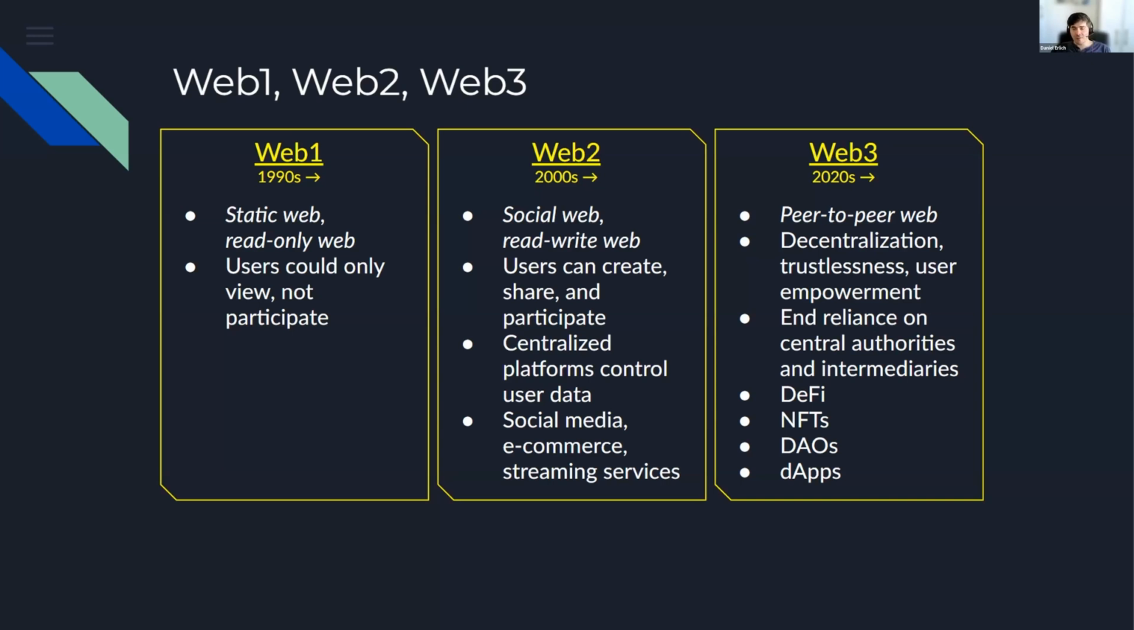And now, lastly, we have Web3, which started, we could round it out and say the 2020s. And it's basically the peer-to-peer web. It's based around all these principles that I mentioned, such as decentralization, trustlessness, and user empowerment. And it's about ending the reliance on central authorities and intermediaries. And it includes all of these different programs I mentioned, DeFi, NFTs, DAOs, dApps, and so many others.